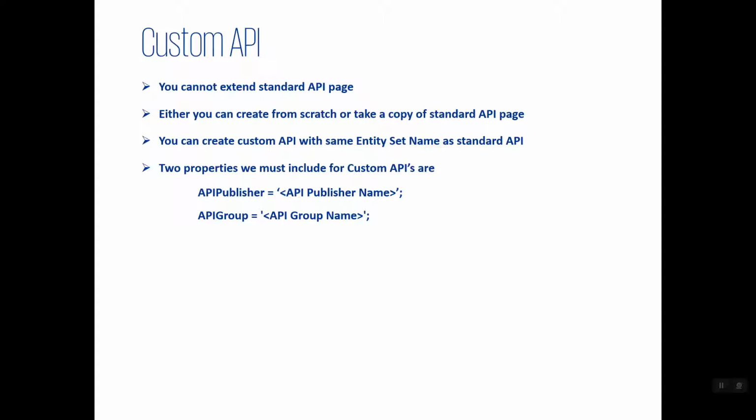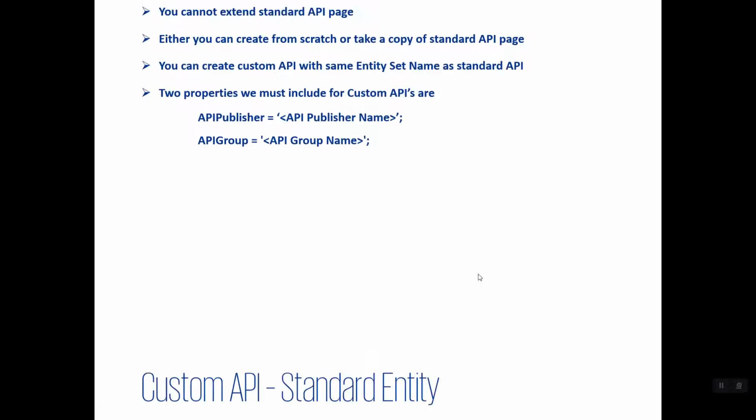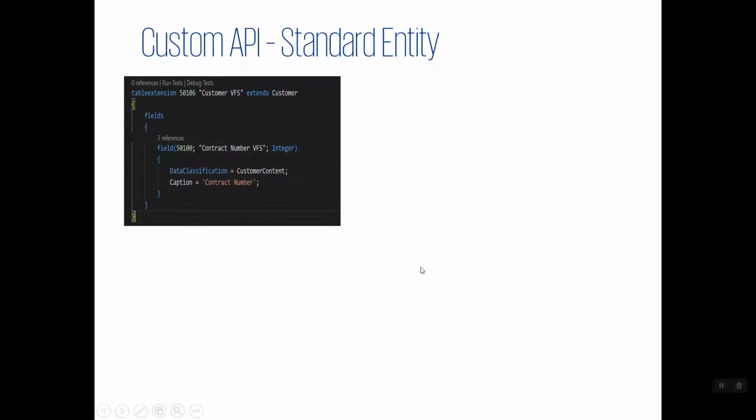So as I said, there are two ways. One is you build it from scratch, or you can create a custom API, which means you can just take the standard API as it is, do a save as, and change the object ID, then add your custom field in the custom API. That's it. So whichever is feasible, you can use. The main thing is API publisher and API group. Next, we'll see how it looks.